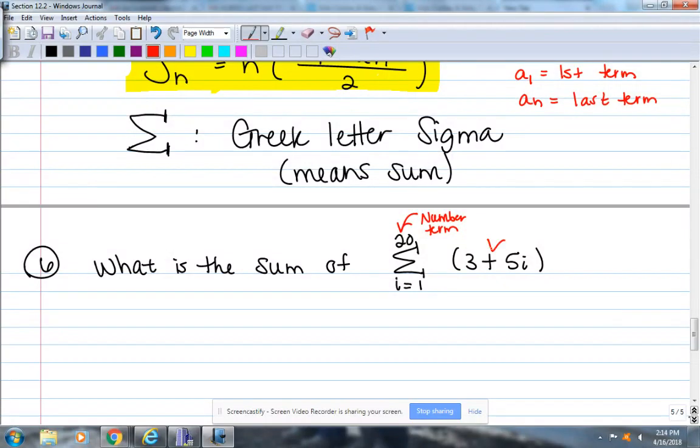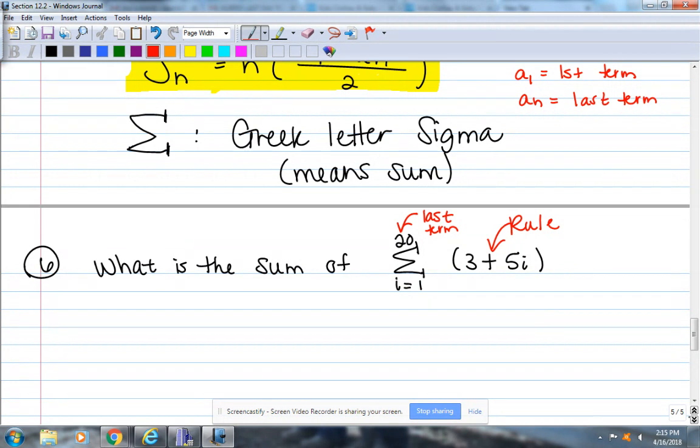This is the rule. Okay? This is actually not the number term. It's actually the last term. So if y'all fix that, I don't want to be incorrect. This is the last term. So the 20th term will be our last term.